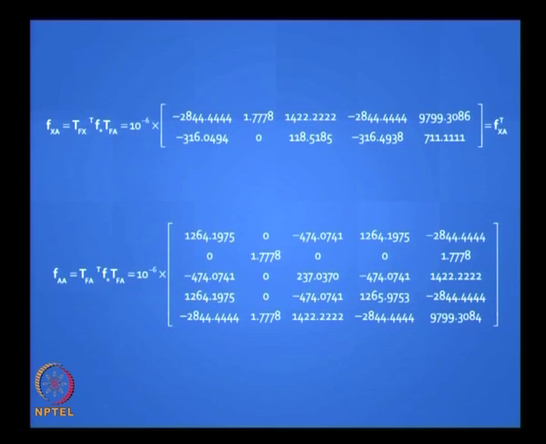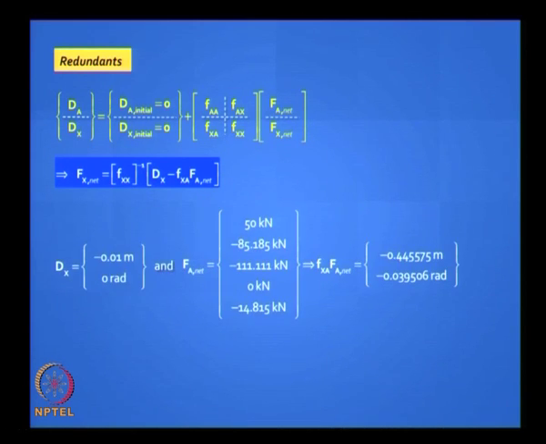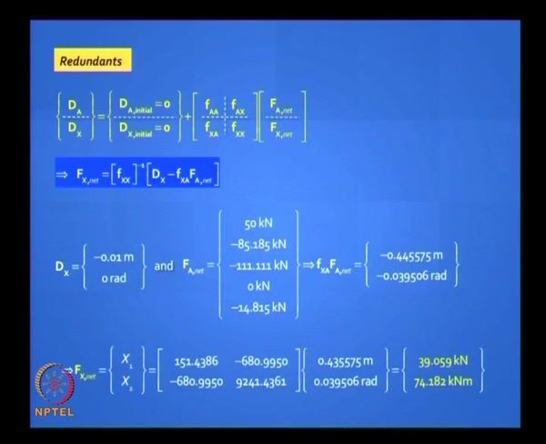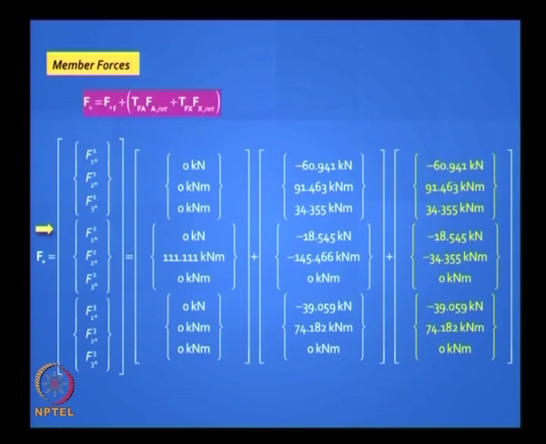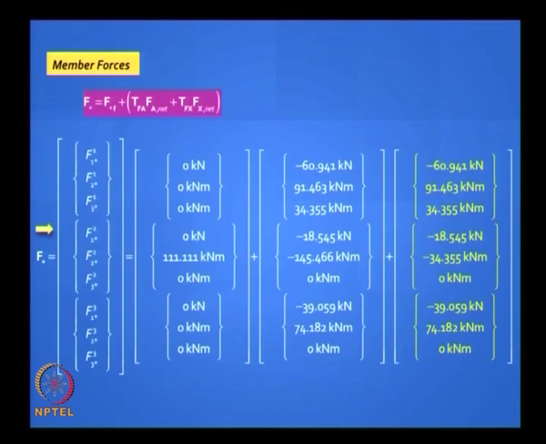Similarly, you can generate fxa and fxat, all this can be done through matrix operations. Now you find the redundants by solving that second equation. You do not have any temperature effects or construction errors, so you do not have any initial forces here. You plug in those values and you finally get the fx net. Okay, so you get x1 and x2 in the last step. X1 and x2 are 39 kilonewton and 74.18 kilonewton.